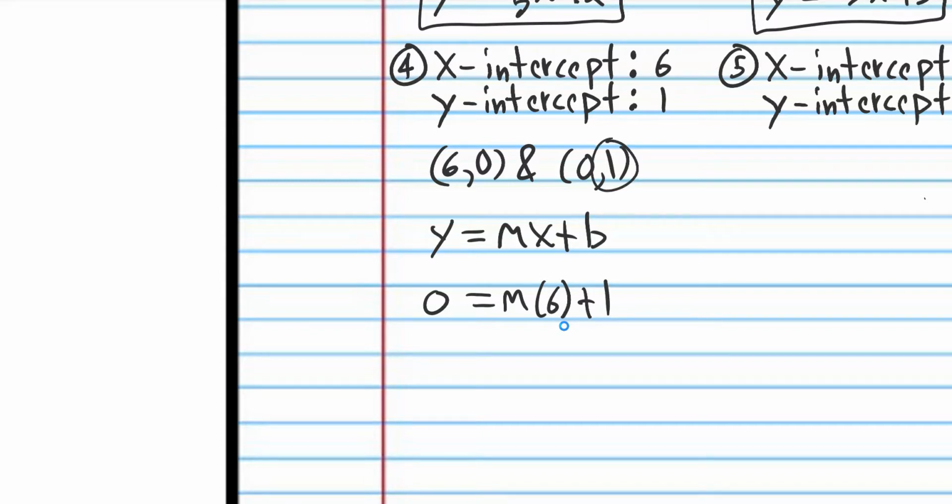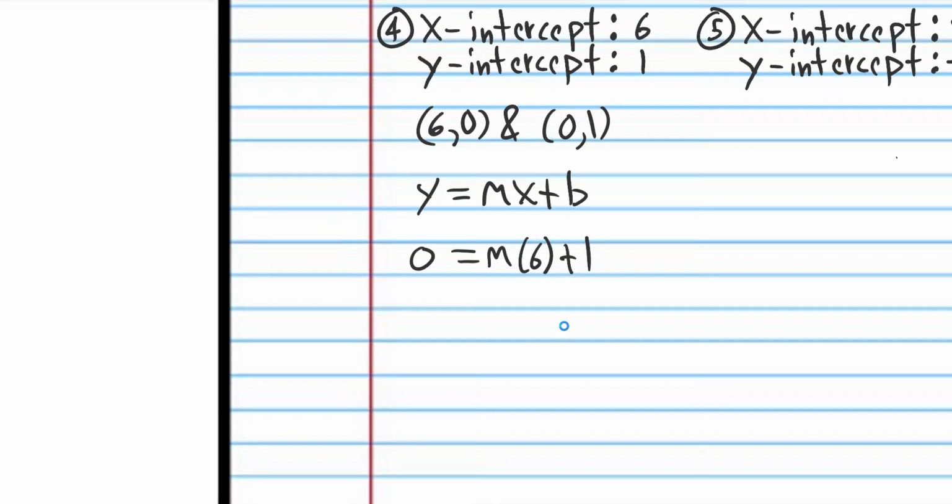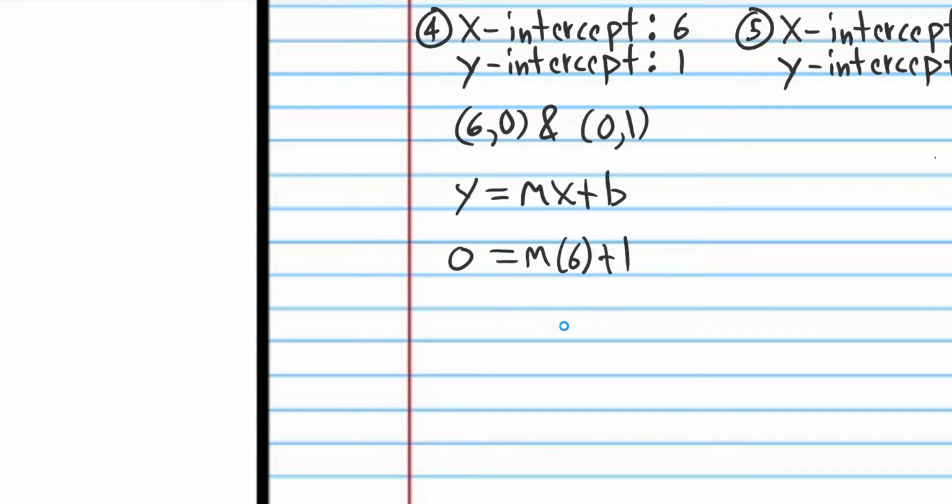I got b from here, and I plugged in the point to x and y. Now again, you can use this as your b value, but you can't plug in this point to x and y because that will not give us additional information. So these are all things you're going to need to pay attention to. So subtract 1 from both sides, divide both sides by 6, and you get m is equal to negative 1/6.